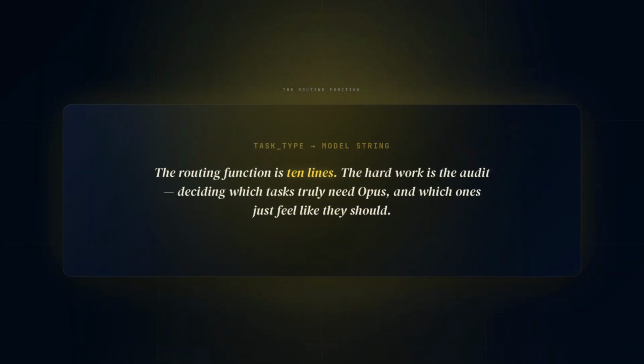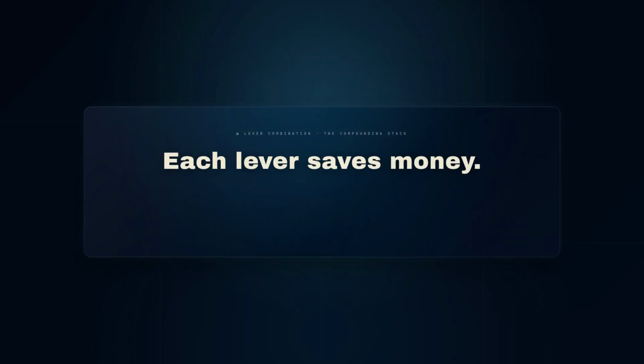The routing function itself is 10 lines of code. A task type field on the tool call, a lookup table mapping task types to model strings, and a default of Sonnet for anything unclassified. The hard work is the audit, deciding which tasks in your pipeline actually need Opus reasoning and which ones just feel like they should. Each lever saves money.